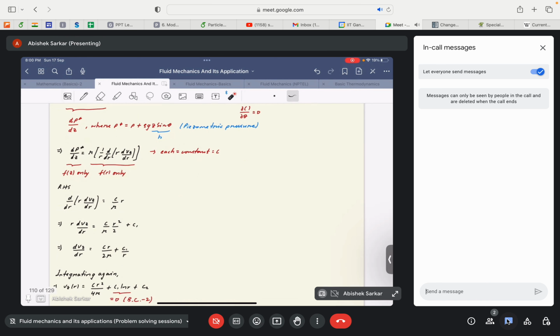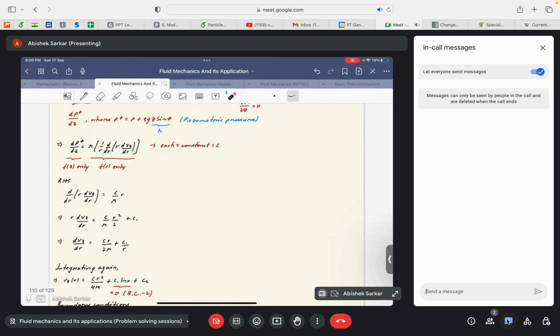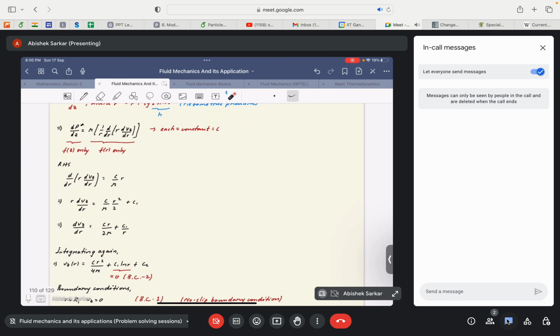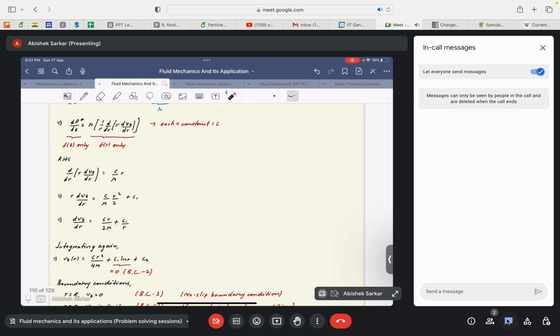Thus we solve both of these equations separately. If we take the right-hand side, d/dr (r dvz/dr) will be equal to c r/mu. If it equals c, then r goes up and mu goes down.